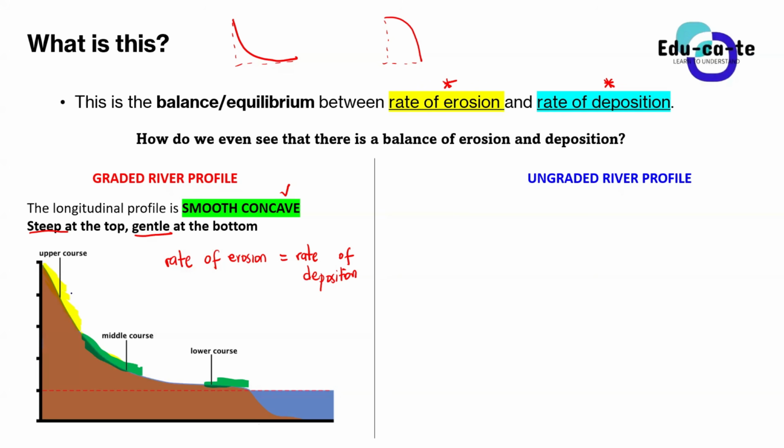Because if they say give one observable reason or give one evidence that this is a graded river profile, you are going to say that this has got a smooth concave because it is what you can see. It is steep at the top, which is at the upper course, and then the moment you move to the middle course, it becomes gentler, and then at the lower course, it is very gentle, or it is even relatively flat. So it's a graded river profile.